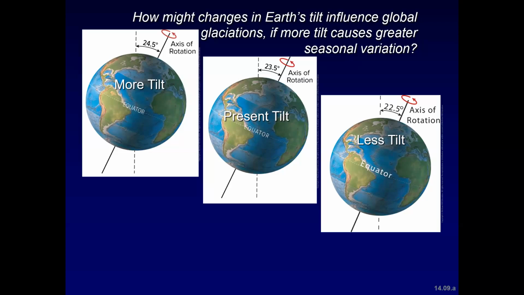So the Earth's rotational axis is tilted compared to the plane of orbit around the sun. And this angle changes over tens of thousands of years. So we have to think about how more or less tilt might affect how different the seasons are, summer versus winter. So we're seeing a few different angles on our axis of rotation. More tilt on the left. Our present tilt is, say, 23.5 degrees, and then less tilt.